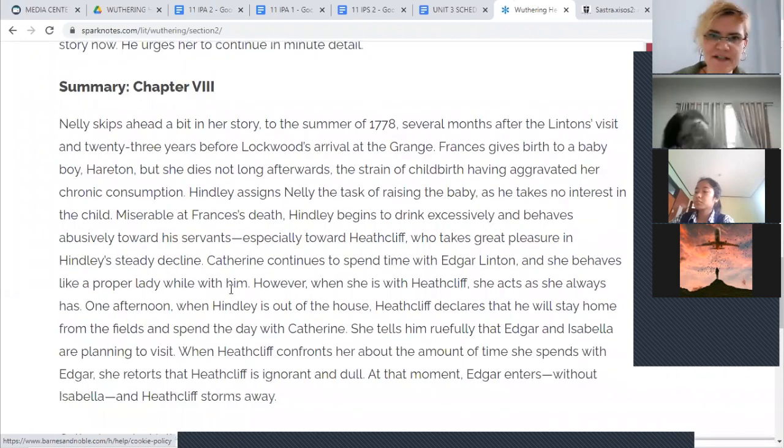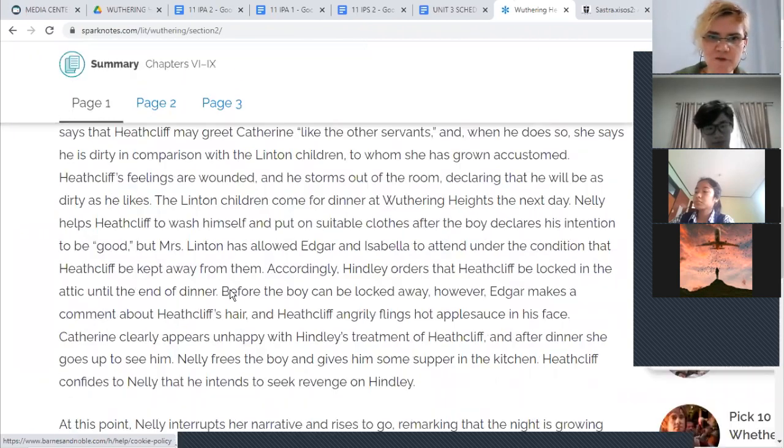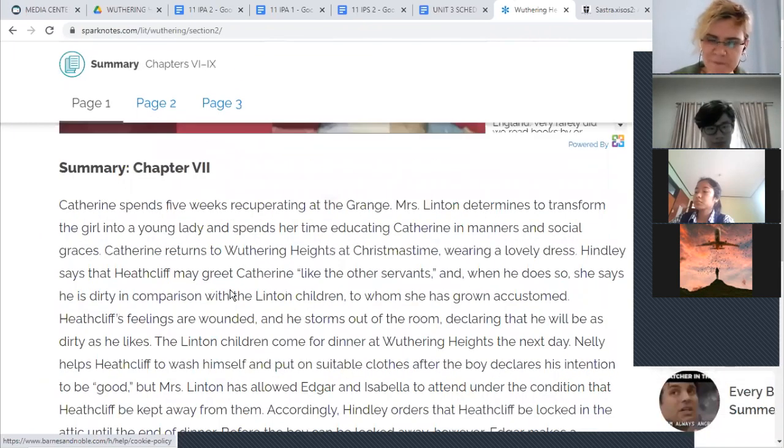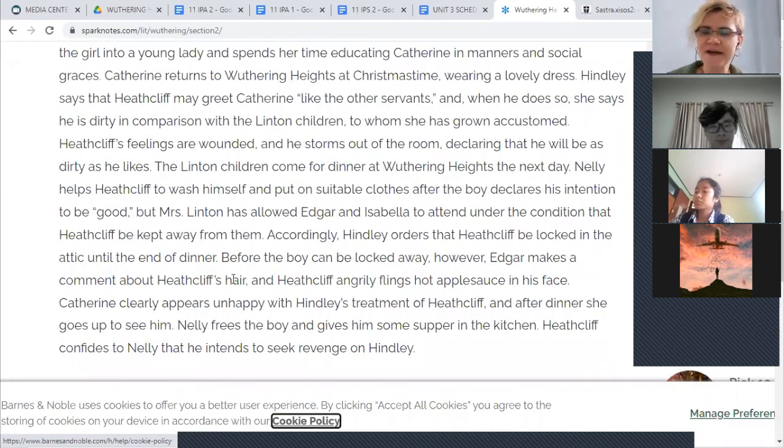Okay, in this sense, if you remember in chapter 7, Catherine spends weeks at Thrushcross Grange with Mr. and Mrs. Linton, who turn her into a lady. And then when she comes back, she looks at Heathcliff disgusted, because Heathcliff is not a gentleman, but looks more like a boy, who is not well taken care of. And the Linton parents do not want Heathcliff close or near to their children, right?